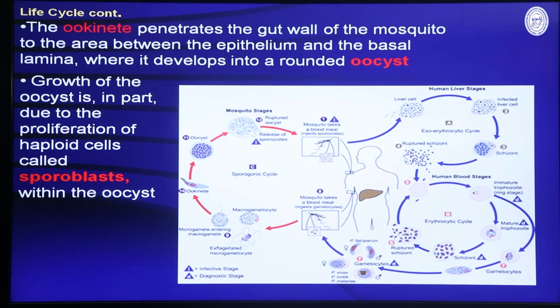Now, these terminologies are somewhat new to you: what is ookinete, what is oocyst, and so on. So, you must concentrate on each of these terminologies that we are discussing here. Now, growth of this oocyst is in part due to the proliferation of the haploid cells, called the sporoblast, within the oocyst.